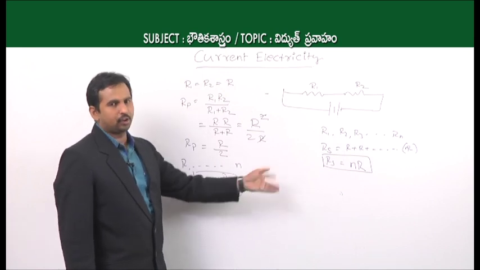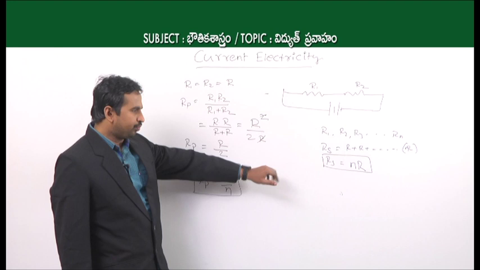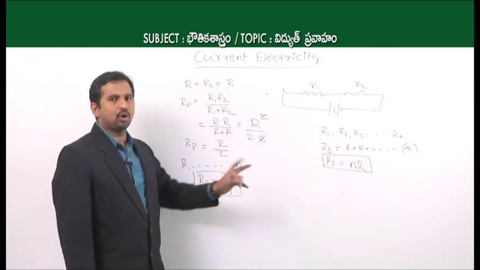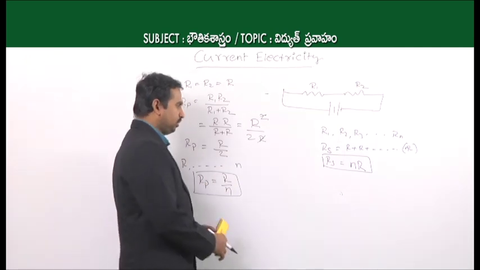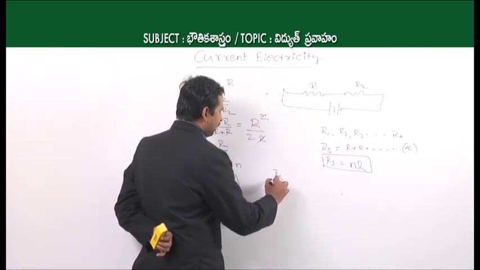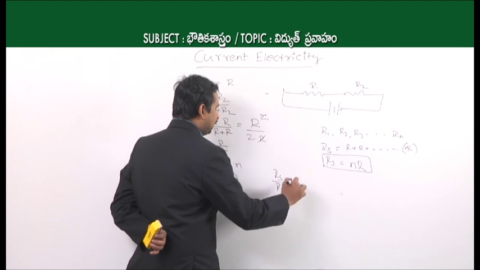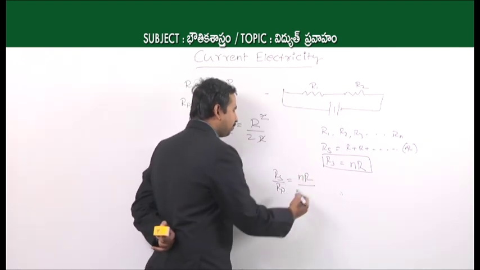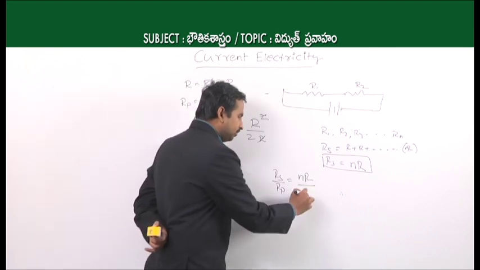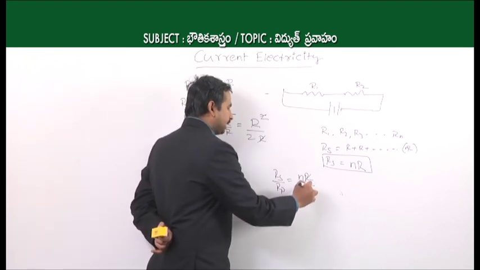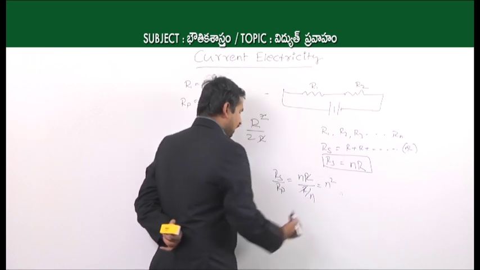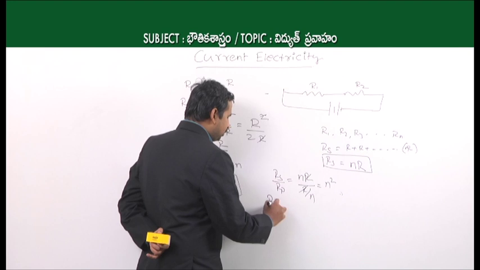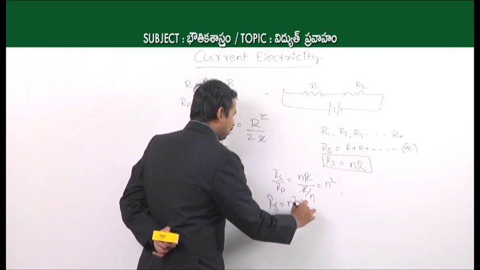Suppose these resistances are connected in series and in parallel, and you want to take the ratio between them, Rs by Rp. Then as the Rs value is n into R and the Rp value is R by n, R cancels and finally we get n square, which means that Rs is equal to n square times Rp.